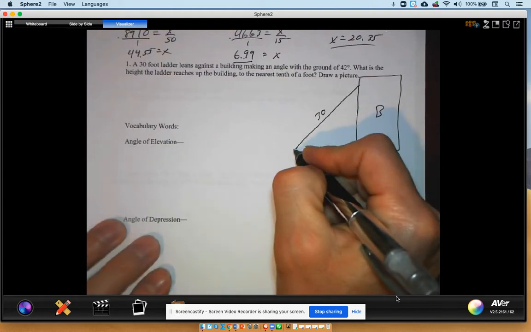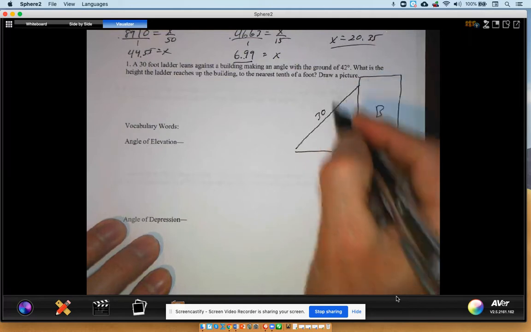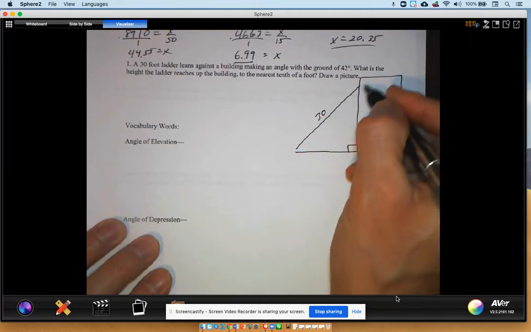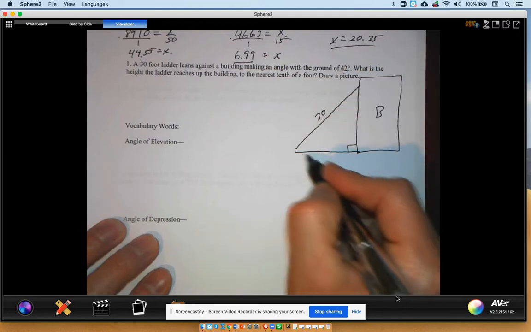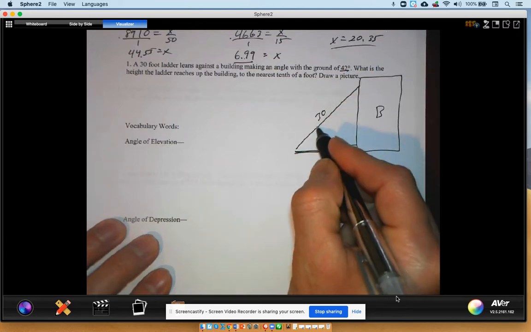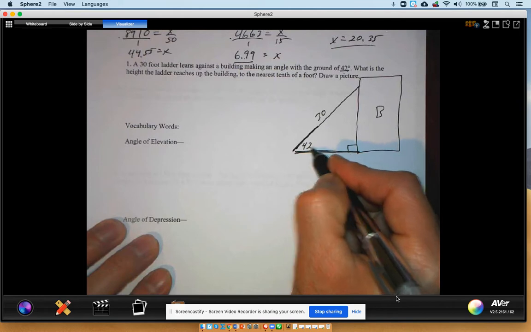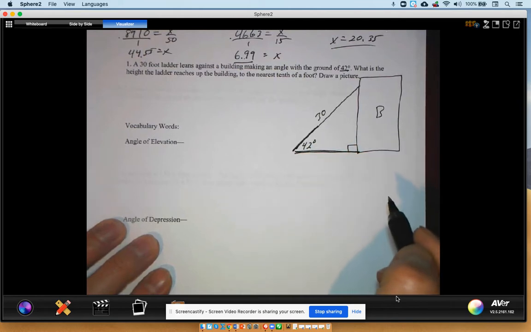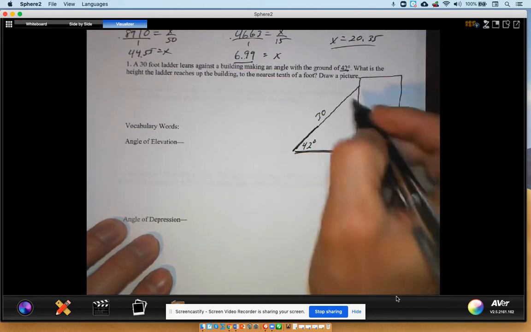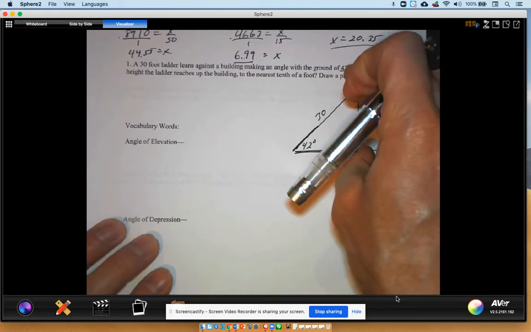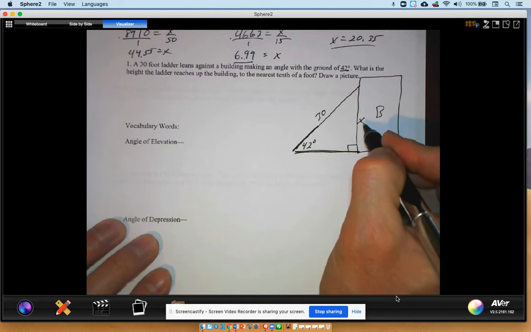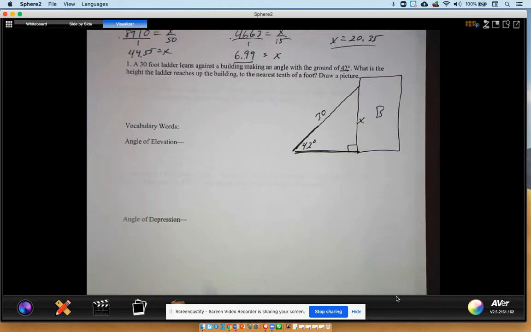So if somebody's going to climb the ladder, they would climb up it like this, up a 30-foot ladder. It says it makes an angle with the ground of 42 degrees. So here's the ground, here's the ladder, and it makes an angle of 42 degrees together. And it asks us, what is the height the ladder reaches up the building? Because a 30-foot ladder isn't going to go 30 feet up the building unless you set it completely straight up and down. Well, we need to know how high it'll reach. So if it's going to reach up to a window, we need to work on or paint the house or something. Or the building, I'm sorry.